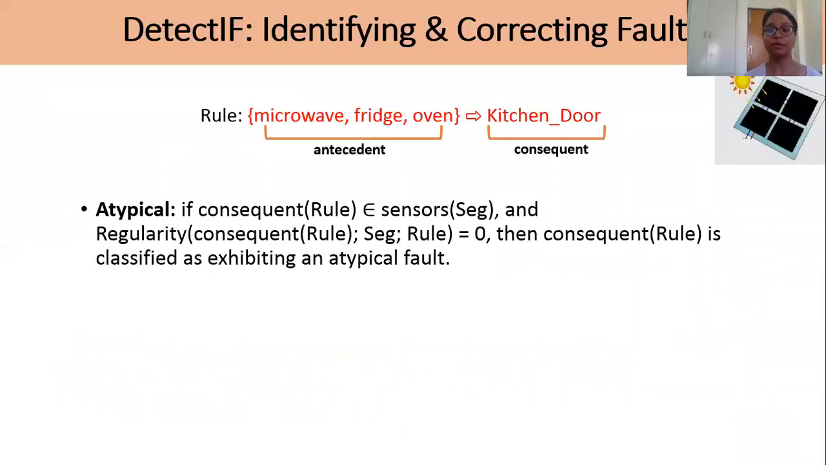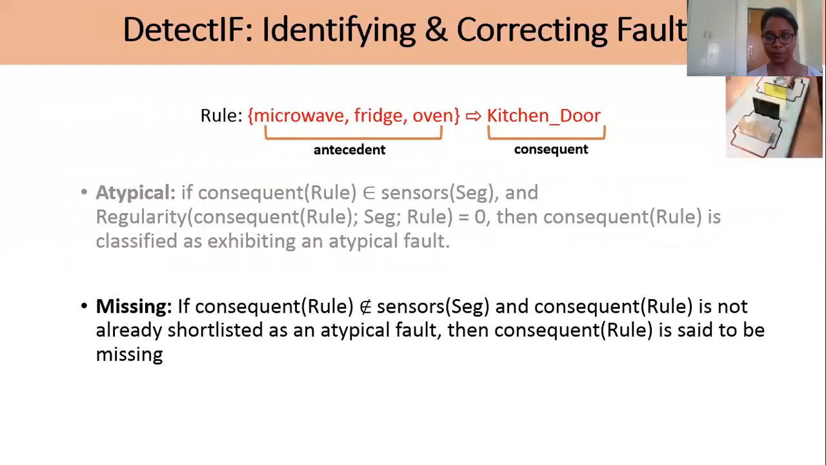First, let's talk about how we detect atypical faults. If you remember the sunlight example, a sensor is there but it is acting weird. This is where the regularity feature comes in. For each sensor, for each rule, if a consequent is part of the rule and the segment, then we see whether the consequent is acting weirdly, meaning whether the behavior was the same as in the rule, whether the regularity is 1 or not. If it is 0, then it is an atypical fault.